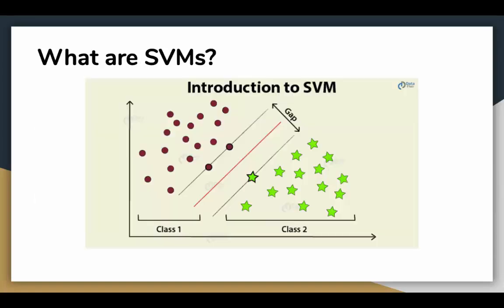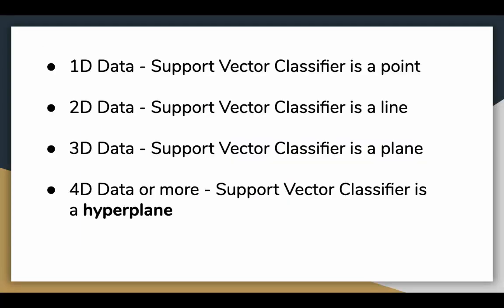Let's visualize this. In this graph, we can see that the two classes are separated by the largest gap possible. The space between the red line and the closest point to the red line is called a margin. So, for one-dimensional data, the support vector classifier is a point. For two-dimensional data, the support vector classifier is a line as seen in the previous slide. For three-dimensional data, the support vector is a plane. And for four-dimensional or more, the support vector classifier is a hyperplane.